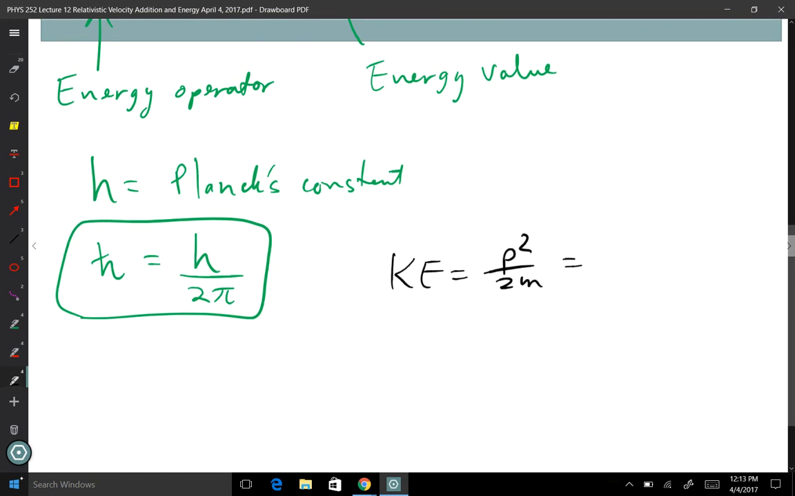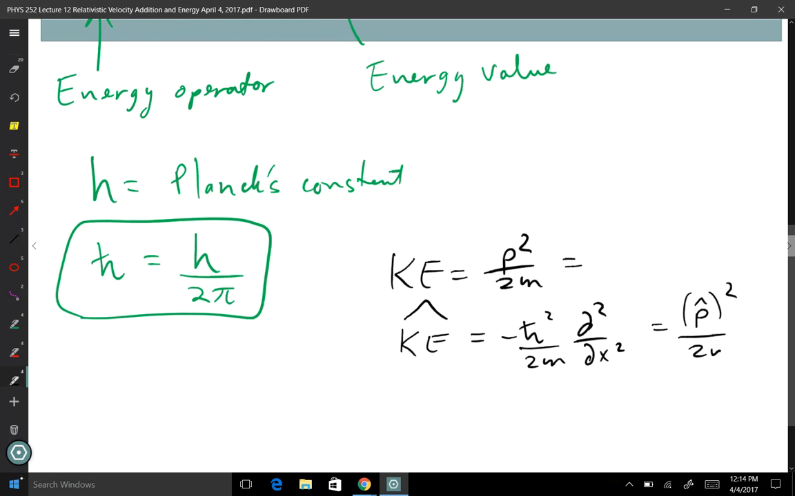And so that means that my kinetic energy, and we put a hat over it to say it's the operator, so now it's not a unit vector, it's an operator, is equal to minus h bar squared over 2m d second dx squared. And that's going to be equal to my momentum operator squared over 2m. Then that means my momentum operator squared is equal to minus h bar squared d second dx squared.